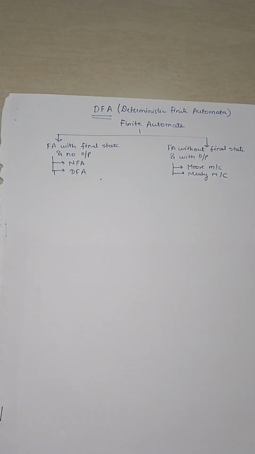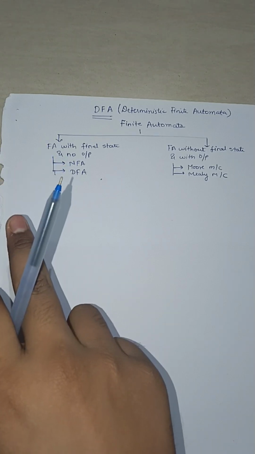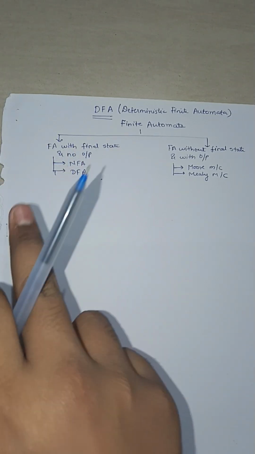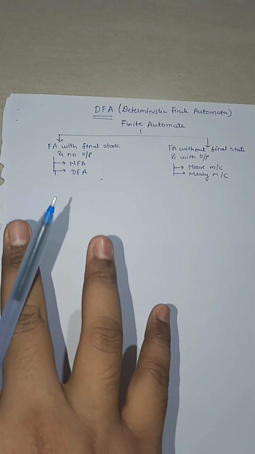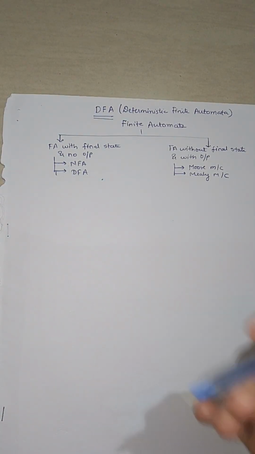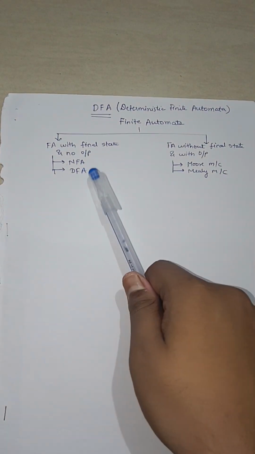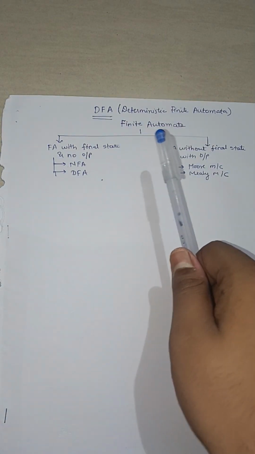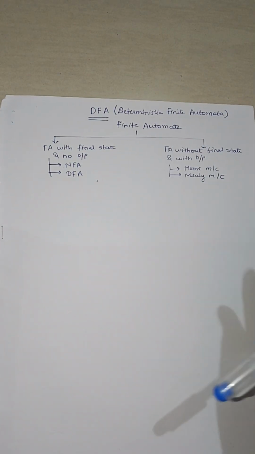and output. In finite automata with final state and no output, it means at the last we will get the state, not the output. In this there are two types: NFA, which is called non-deterministic finite automata, and DFA, which is deterministic finite automata.